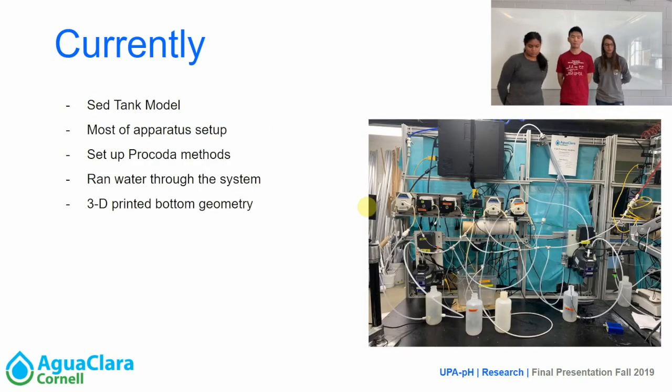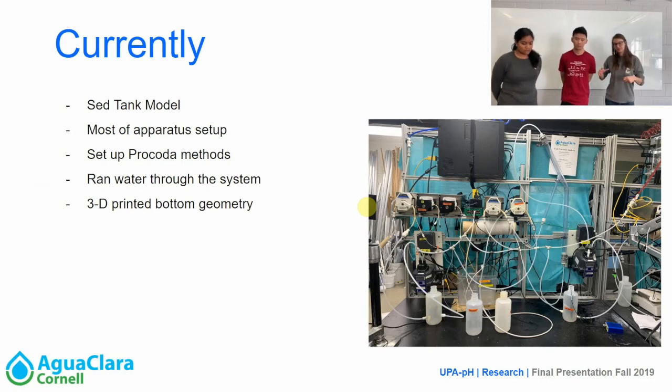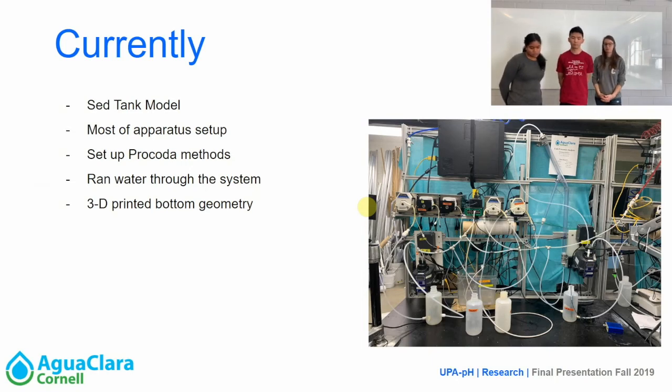So what we've done so far is we set up our sed tank model. We connected the flockware to the sed tank, and we also set up our entire apparatus with a pH meter, pH stock, and all of the pumps. And then we connected all of those pumps and made our set points and connected everything through ProCoda. We also printed our bottom geometry, as I said before, and we ran water completely through our system.